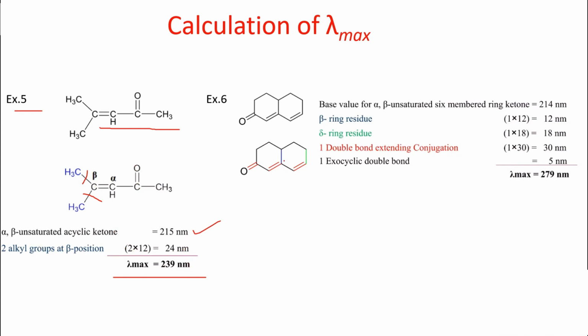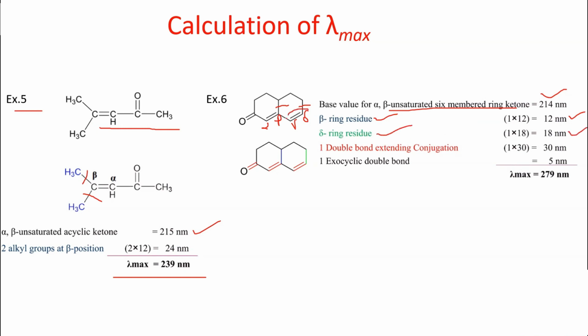In this example, we can see that this is an alpha beta unsaturated 6-member ring ketone. So the base value is 215 nanometer. Here we can see that this is alpha, beta, gamma and delta. Here there are two ring residues at beta and delta position. For the beta ring residue, the increment is 12 nanometer. For the delta ring residue, the increment is 18 nanometer.